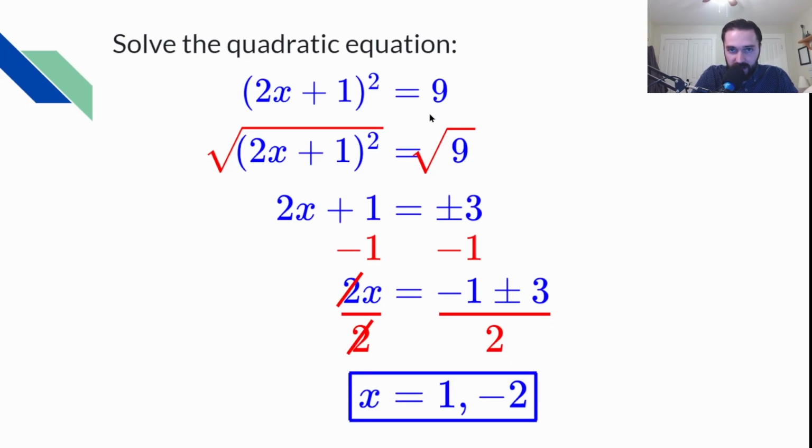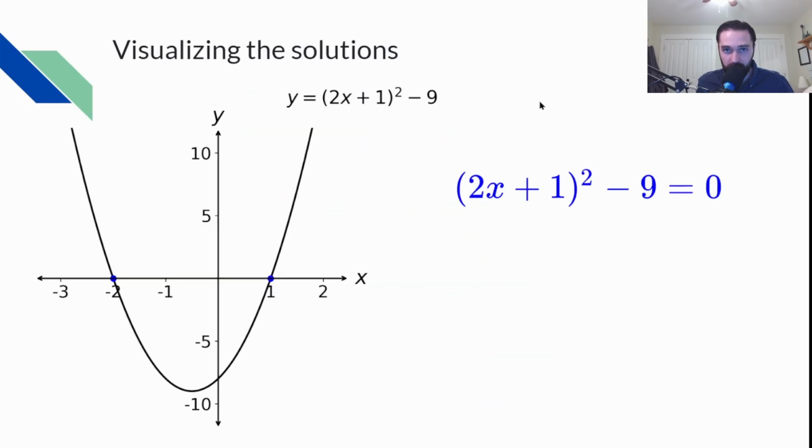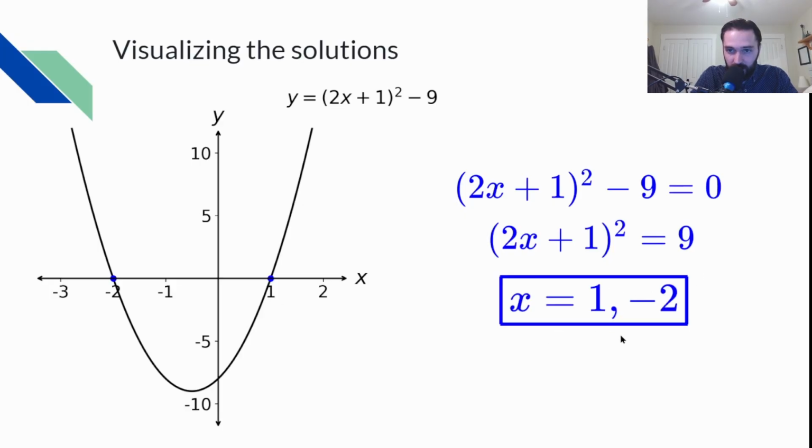For this equation up here, we have to rearrange it to see what the curve looks like. We need to bring this 9 over to the other side and then set it equal to y. That's what our parabola is going to look like: y equals 2x plus 1 squared minus 9. Once again, we're finding the x-coordinates of the x-intercepts, so we're setting y equal to 0. We solved this version of it on the previous screen, and we found that the solutions are x equals 1 and x equals negative 2. Those are the coordinates of the points we're looking for.